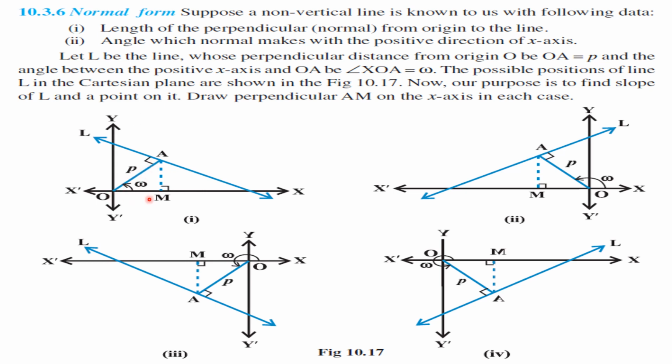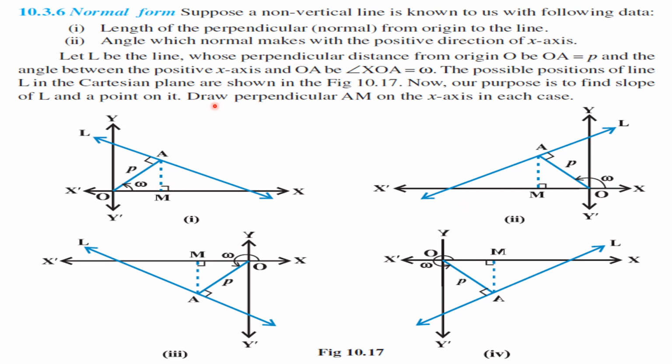Here observe this figure. Here OA, this is called the normal. From the origin we have drawn a perpendicular line to the line L. This OA is a normal. Length of this normal is P units. OA is equal to P units, and this normal is making an angle of omega with the positive x-axis. Here this is an obtuse angle. Here it is a reflex angle. Understood these points?